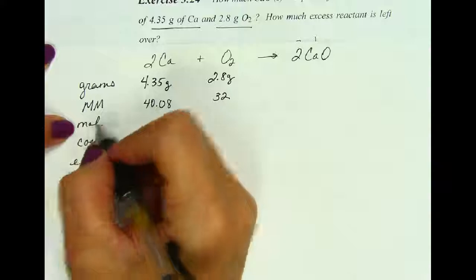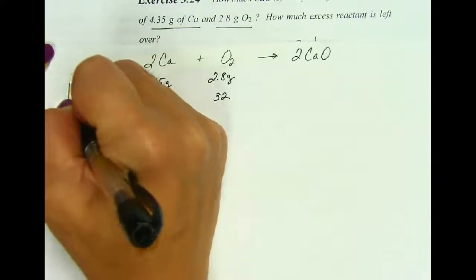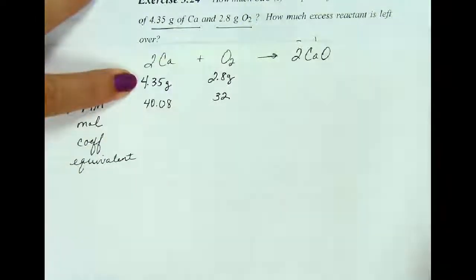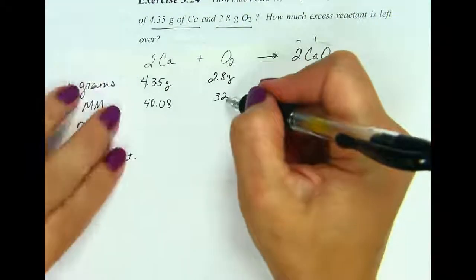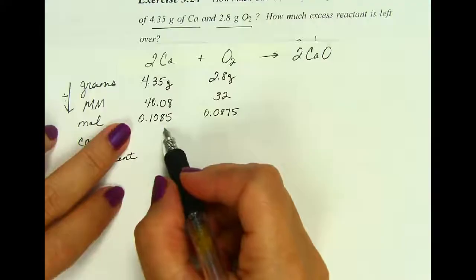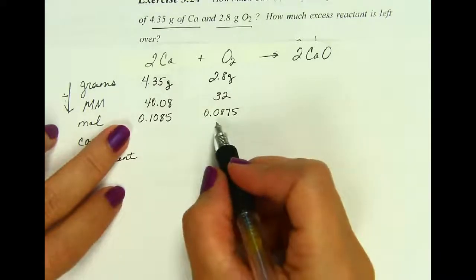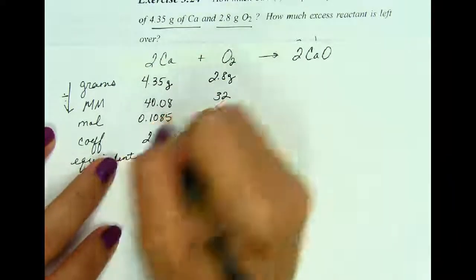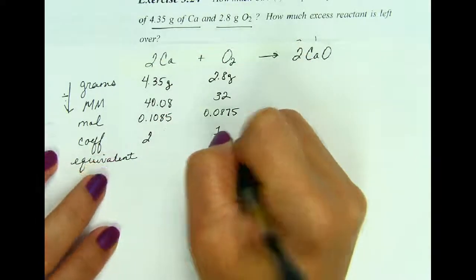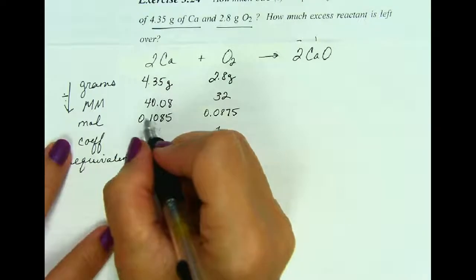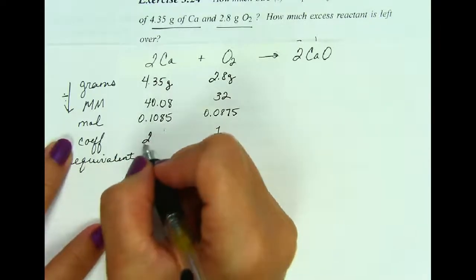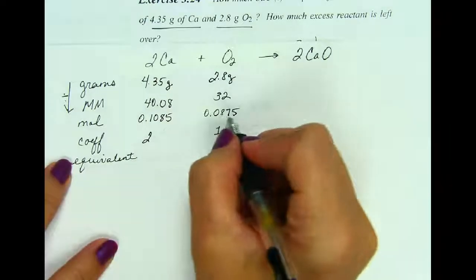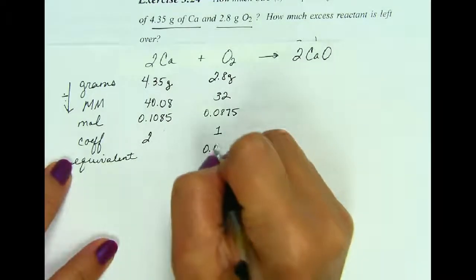So how many moles is this? Well, when you go down this chart, you're going to divide. So we're going to take this number divided by this number, and this number divided by this number to get our moles, which are 0.1085 and 0.0875. Now we put what the coefficient is. This has a coefficient of 2, this has a coefficient of 1, and now I'm going to divide even further. So now I'm going to do 0.1085 divided by 2, and that's going to give me what's called the equivalent. And then 0.0875 divided by 1 is still going to be 0.0875.